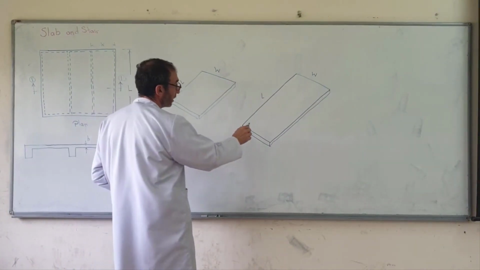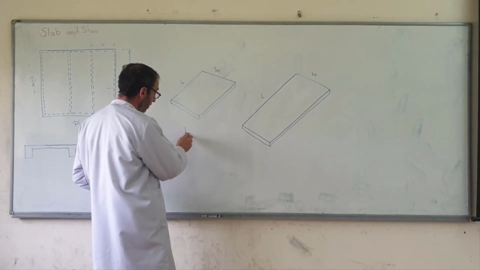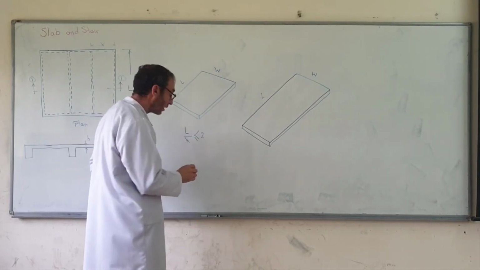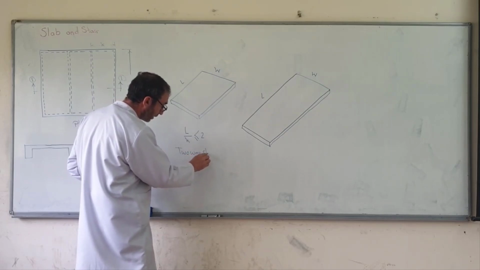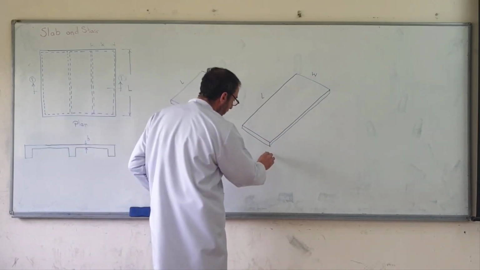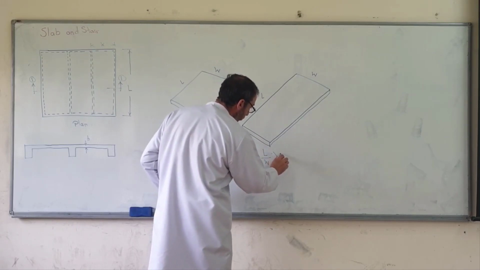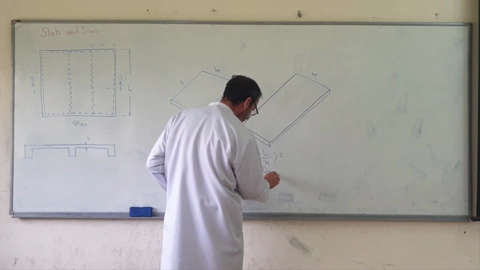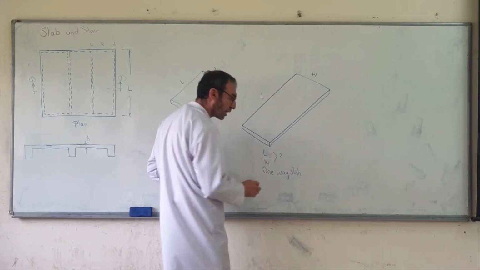If the ratio of length over W is less than or equal to 2, it is called a two-way slab. If length over W is greater than 2, it is called a one-way slab. What is the difference between the two types of slabs?